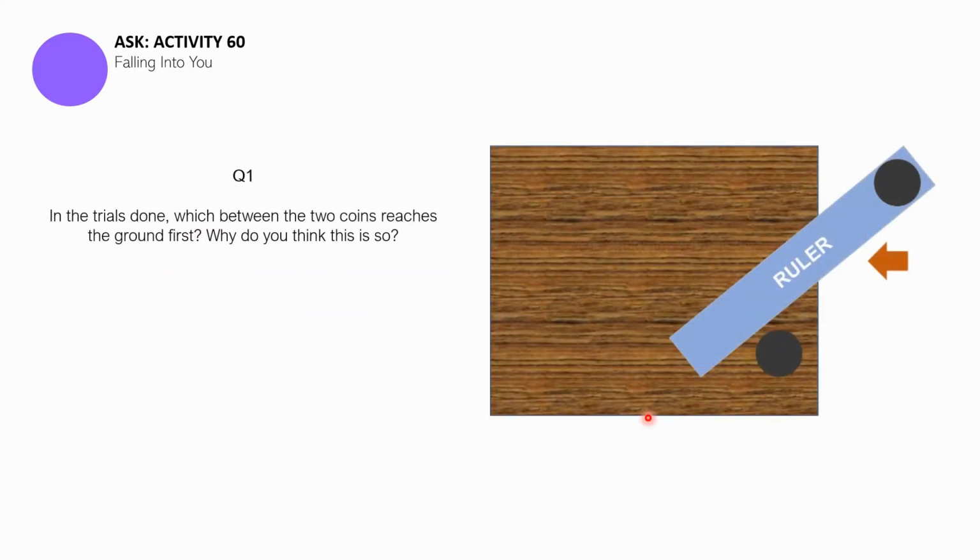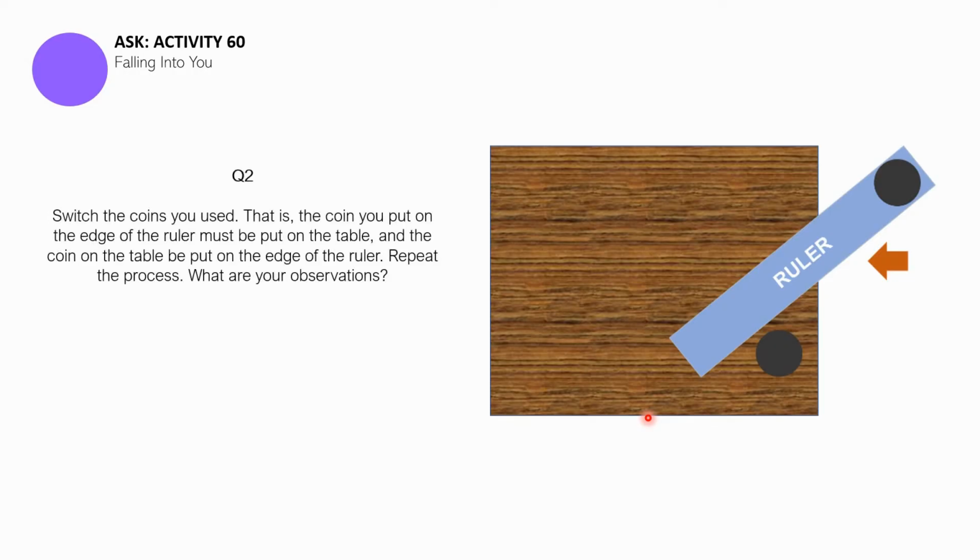Okay, so for the first guide question, answer the following. Get your paper or your science notebook and your pencil and answer the following guide questions. For the first guide question, in the trials done, which between the two coins reaches the ground first? And why do you think this is so? Are you through? Let's continue.